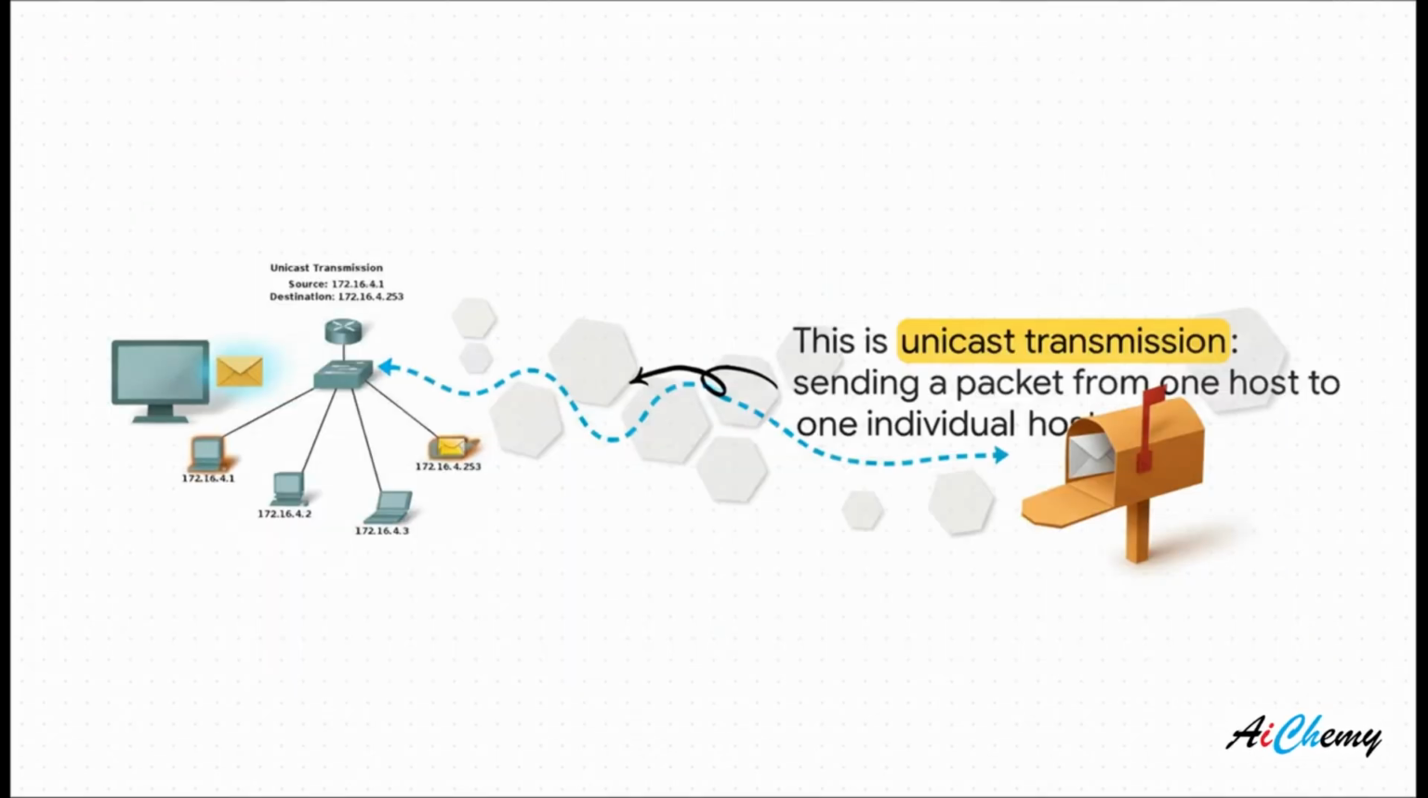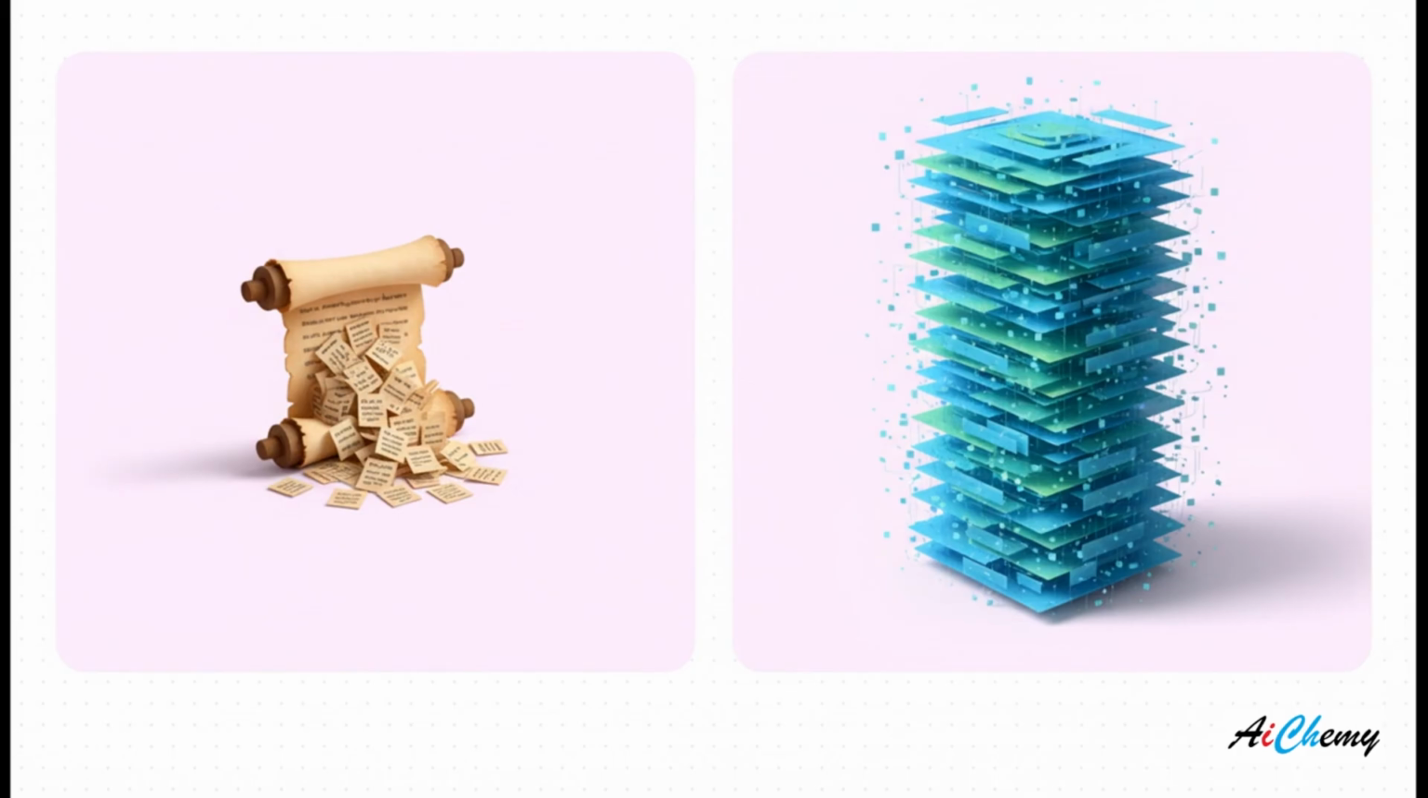And when a message is sent from just one computer directly to one other computer, there's a name for that. It's called unicast transmission. It's basically the digital version of sealing a letter in an envelope and sending it to one specific person's mailbox. That unique IP address makes sure your data ends up exactly where it's supposed to and nowhere else.